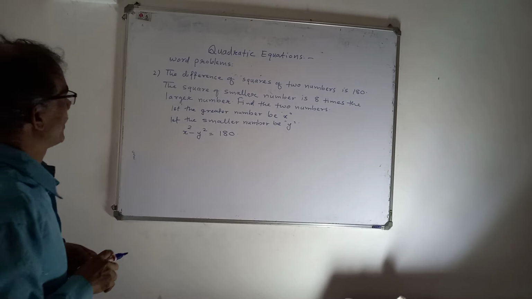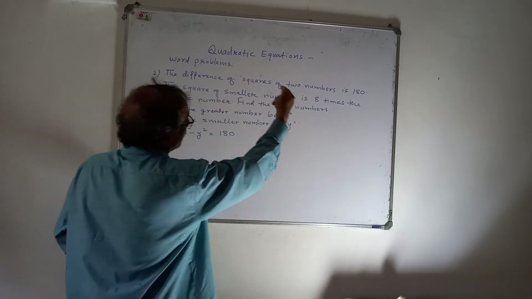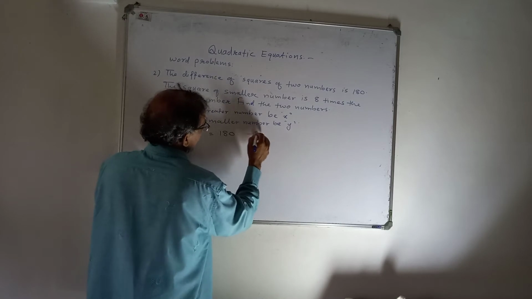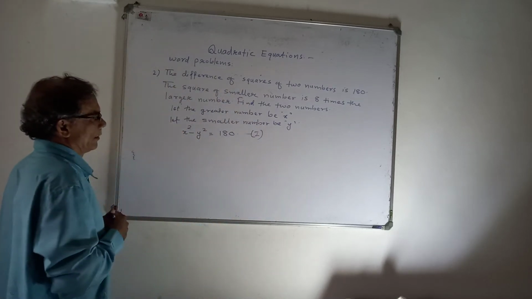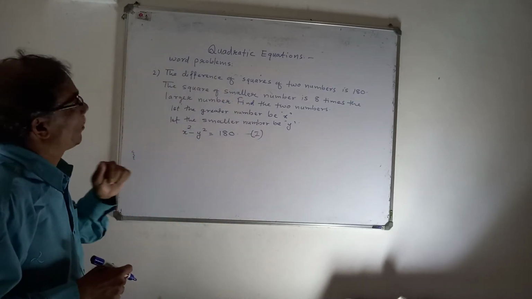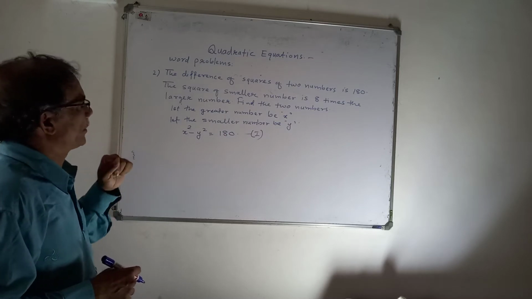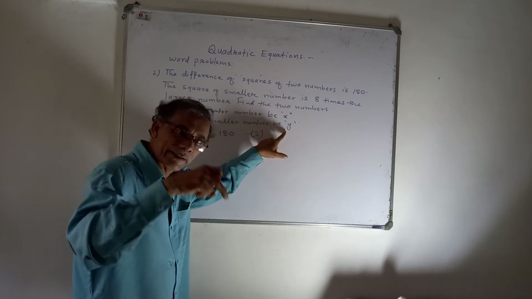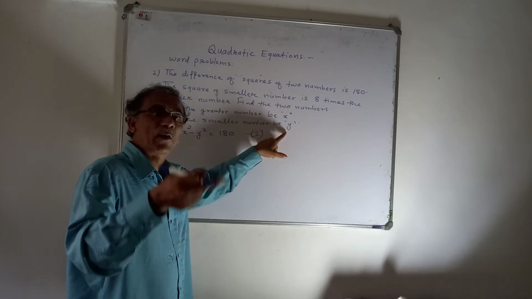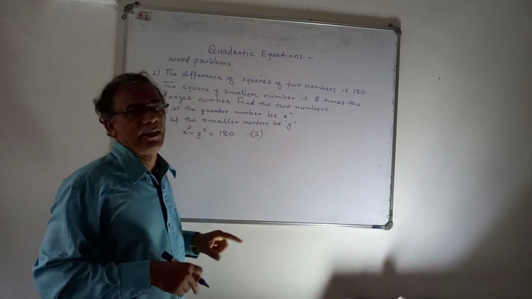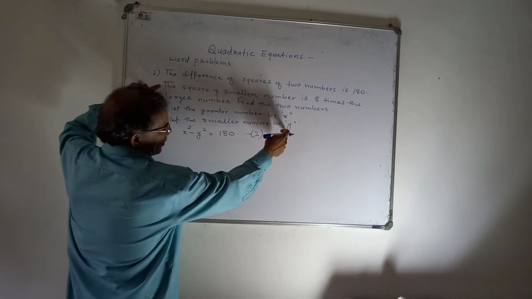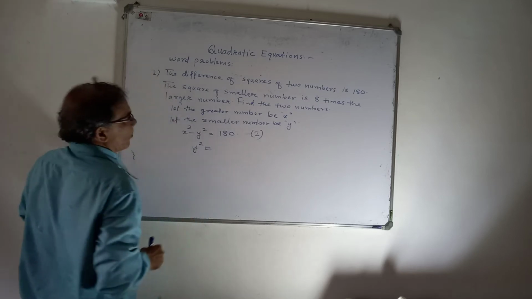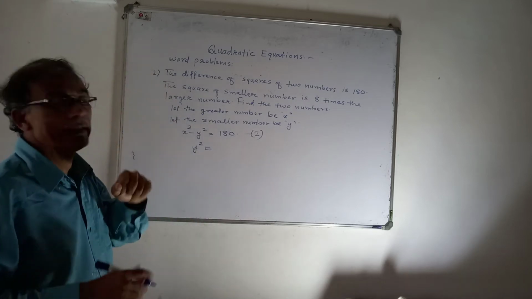And then what does it say? The square of the smaller number is... So this is the first statement, no? So we obtain this relation. The square of the smaller number is... So which is the smaller number? Smaller number is y. The square of the smaller number means the square of y is... So y square is equal to 8 times the larger.